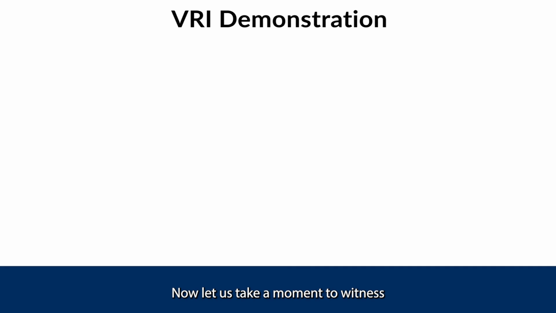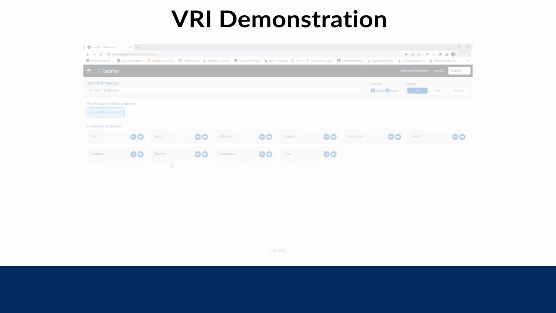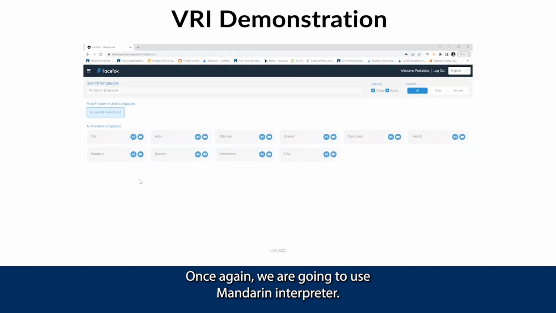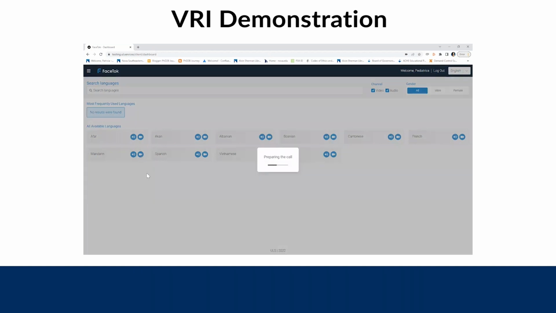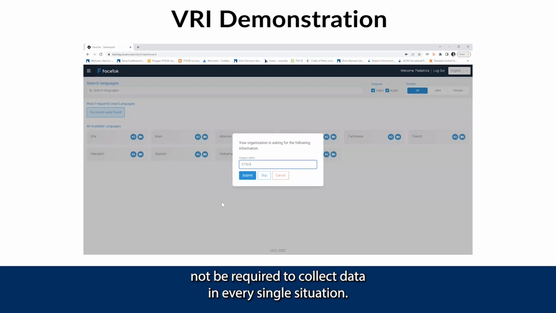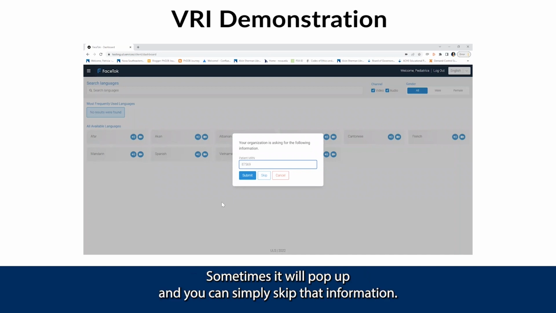Now, let us take a moment to witness a live demonstration of our VRI services. Once again, we are going to use a Mandarin interpreter. Here you should see the camera pick up my image and that of the interpreter. You will not be required to collect data in every single situation. Sometimes it will pop up and you can simply skip that information.